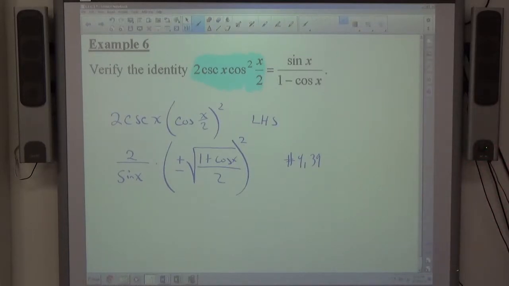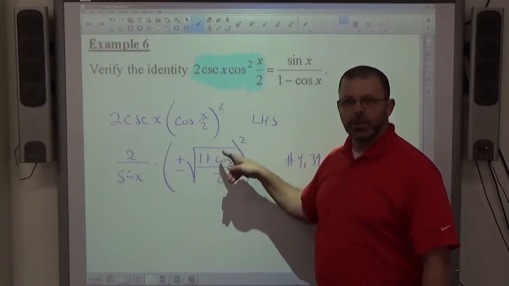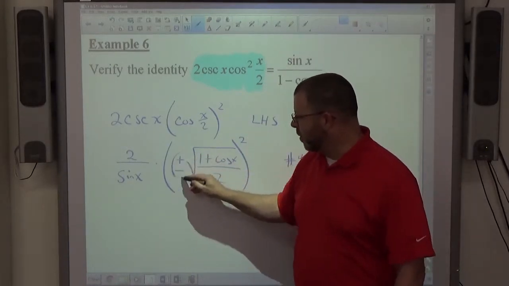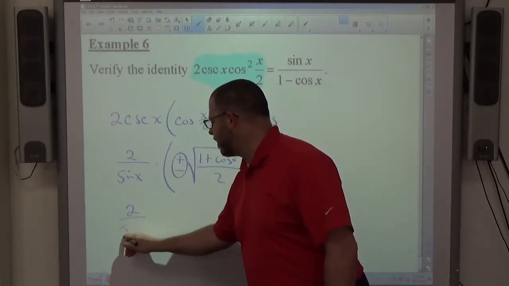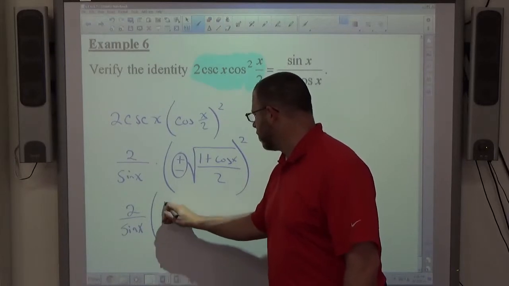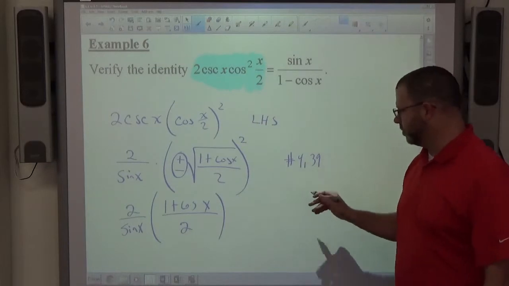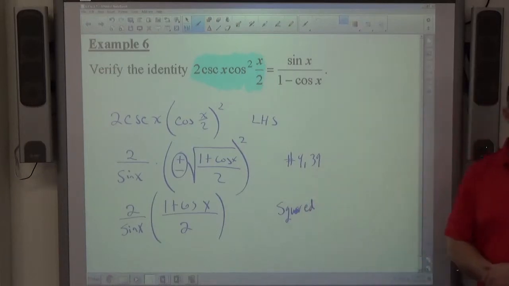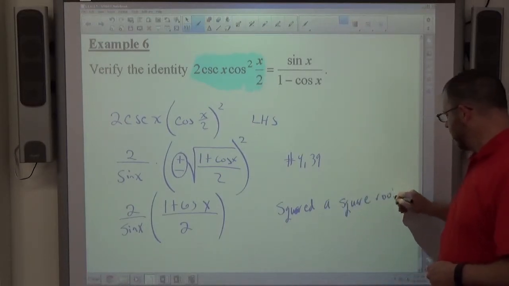Okay. Next, if I'm squaring a square root, I'm going to get what's underneath, right? And whether it's a positive or a negative square root, when I square it, it becomes a positive, right? So officially the plus minus has to be in this step, but once I square it, it's going to become positive. So 2 over sine of x stays the same, and this becomes 1 plus cosine of x over 2. And that's, let's say, squared. Simplified squared. I squared the expression. Squared a square root. That might be a good way of putting it.